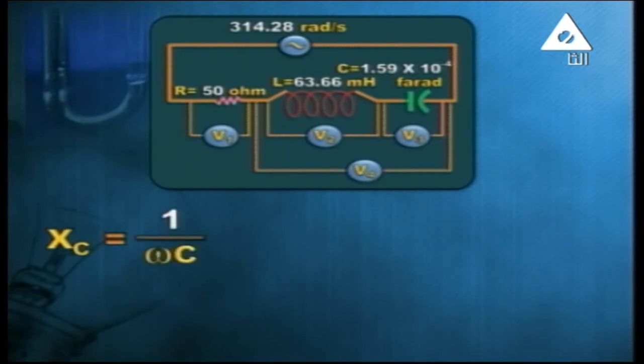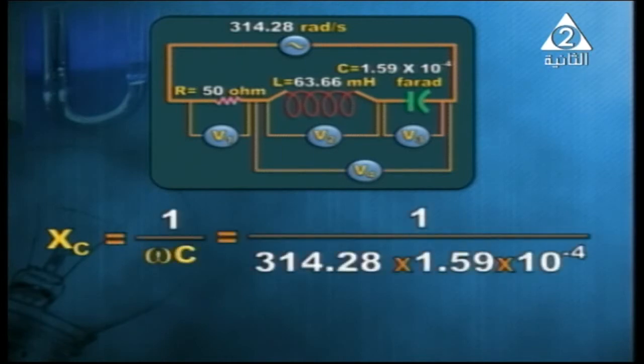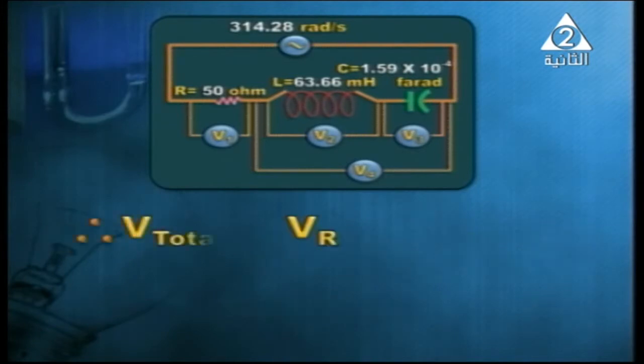XC equals 1 over omega C. It is 1 over 314.28 times 1.59 times 10 to the power of negative 4. So it is equal to 20. And XL is equal to XC. This means that we've got a resonance state because XL is equal to XC. And in this particular case, VR will be equal to V total, because we are in resonance state.